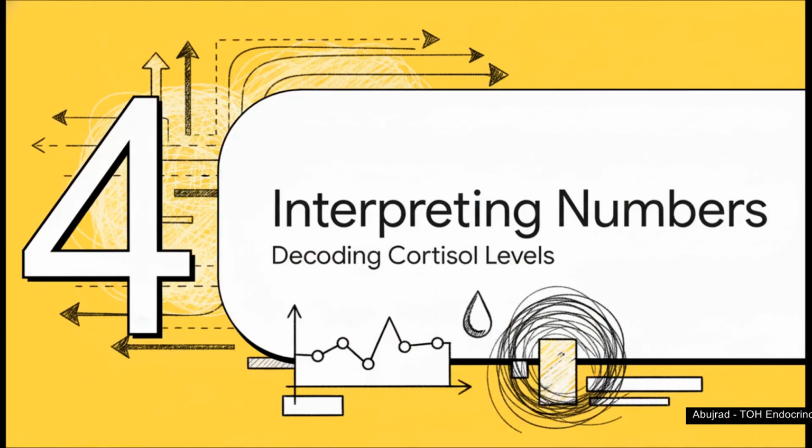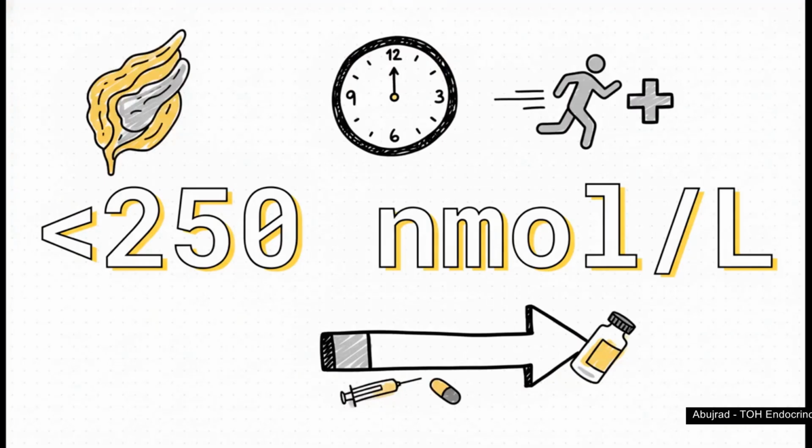So you've got the labs back, you're staring at a cortisol number. What does it actually mean? Let's break down the thresholds because where that number falls is going to guide your very next move. All right, let's make this simple. If you get a morning cortisol this low in a patient who has the right clinical picture, that's it. You're done. You have your diagnosis. Your next step is not more testing, it's immediate treatment. You can figure out the underlying cause later once your patient is stable.